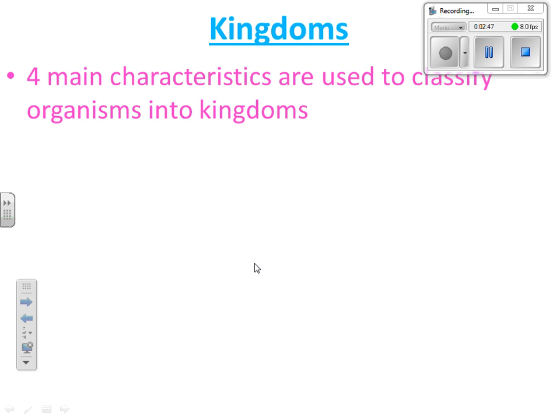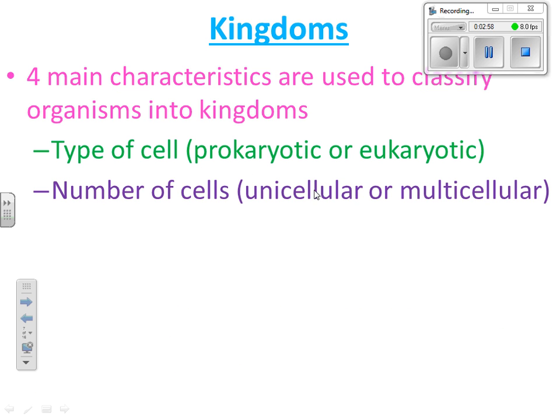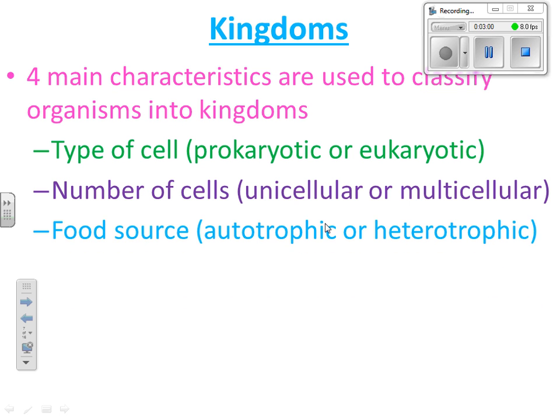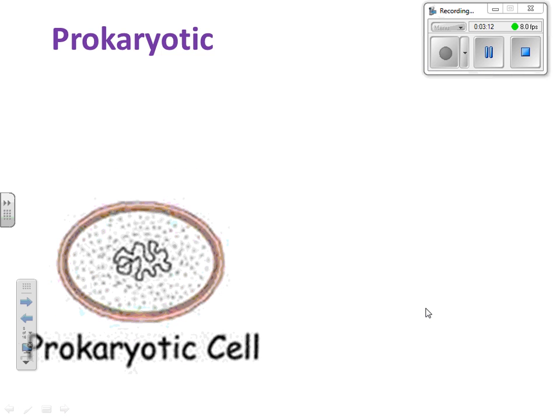So how do you figure out what organisms go into each kingdom? You look at 4 main characteristics: type of cell, which is prokaryotic or eukaryotic; the number of cells, if it's uni- or multicellular; the food source, how it gets its food, autotrophic or heterotrophic; and mode of reproduction, which could be sexual or asexual. So let's review what these terms actually mean.